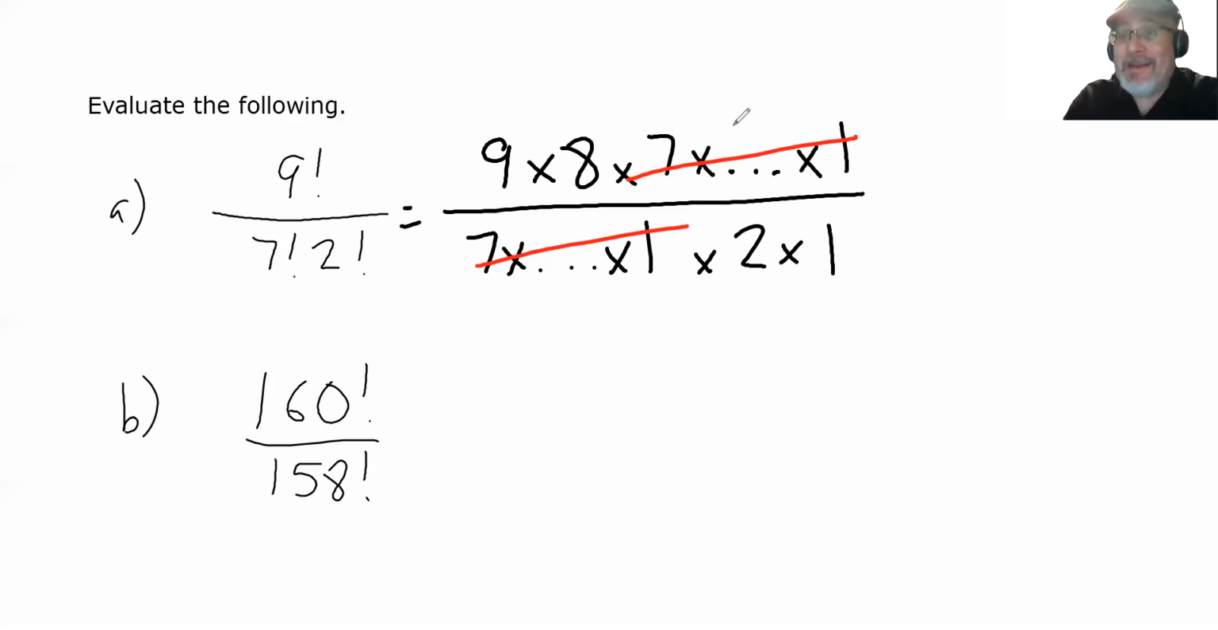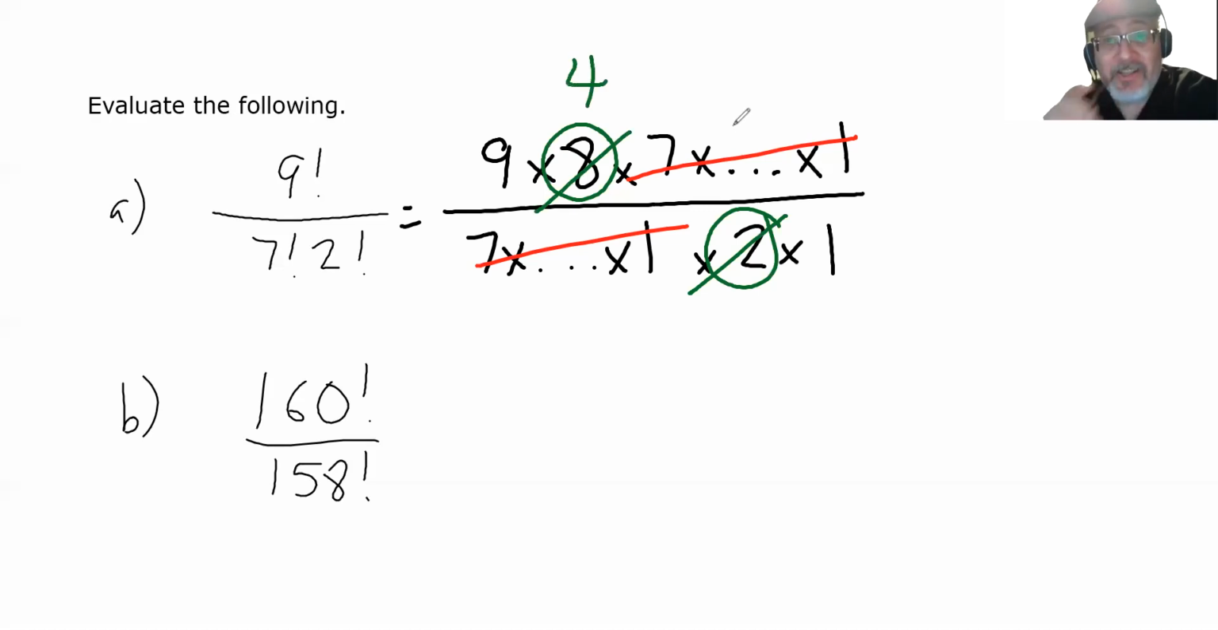Any factor, any part of a multiplication on top can reduce with any factor or any part of a multiplication on the bottom. Look at this 8, look at this 2. Because both are parts of multiplication problems, I can divide them individually. 2 goes into 8 4 times. And notice the only number left on the bottom is a 1. That's a great number to have on the bottom of a fraction because it doesn't matter.